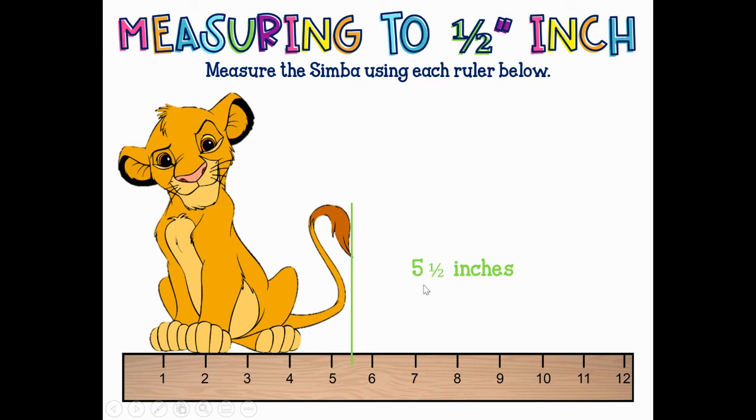And if you notice, the whole number that you just passed is included in your answer. So if you said 6.5, that wouldn't be true because he hasn't even reached the 6 yet. So make sure you're including the whole number that you just passed. And again, no matter what ruler you use, as long as you know that middle tick mark in between each of your whole numbers is that 1/2 inch mark, you will know that Simba is 5.5 inches wide.